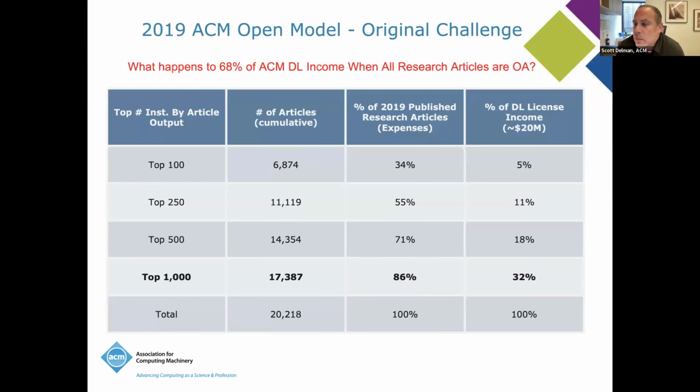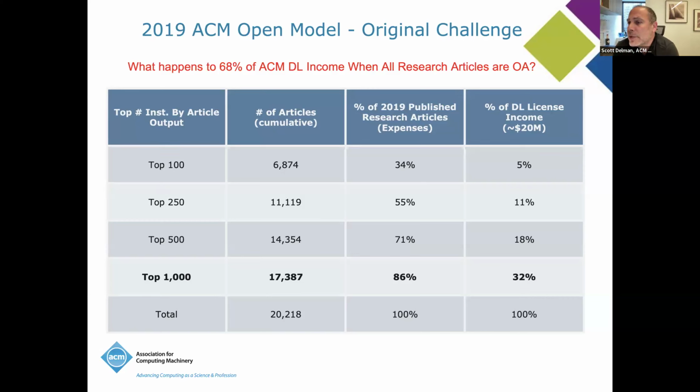One of the things that was really clear when we were developing the model was that there was a really significant imbalance between where the content was coming from, so where the papers were being submitted and published from, and where ACM's digital library income was coming from. So for this table, we took a bunch of different categories. We looked at the top 100 institutions by publication, so the number of articles being published out of those institutions, and we took different groupings here.